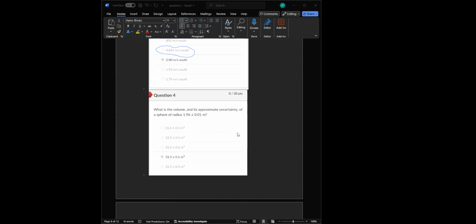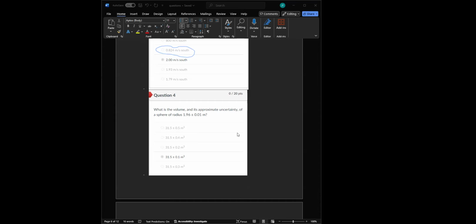Gotcha. So the volume I got was 31.5392. Now, if I round that to 3 sig figs, that means the uncertainty is plus or minus 0.1. So 0.1 divided by 31.53. But this isn't asking for the percentage. It's just asking what is the approximate uncertainty.